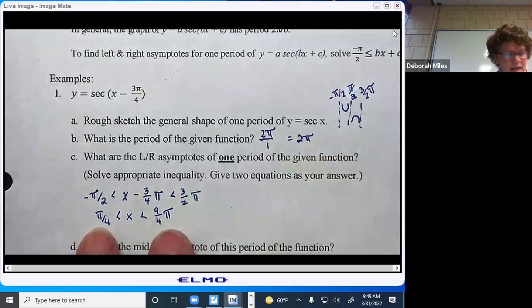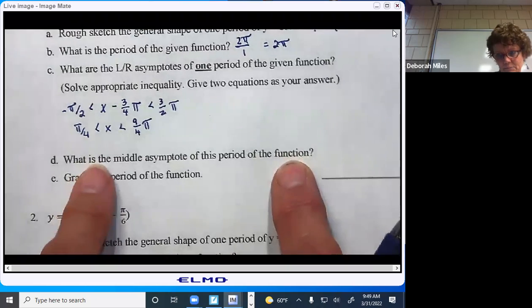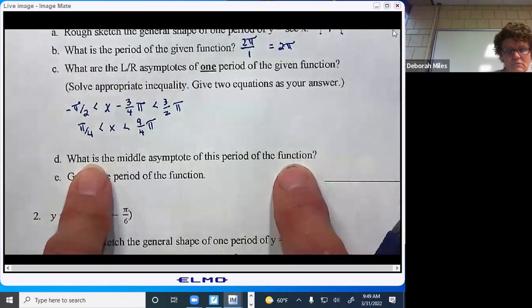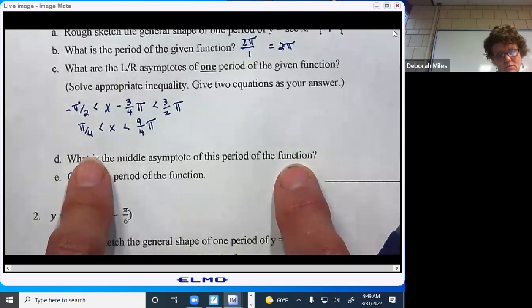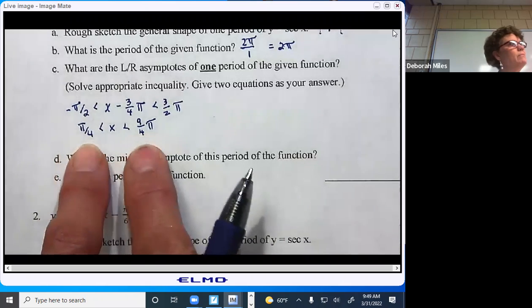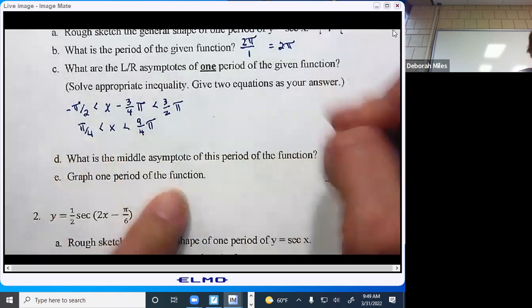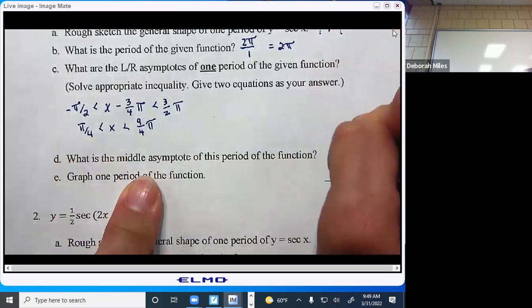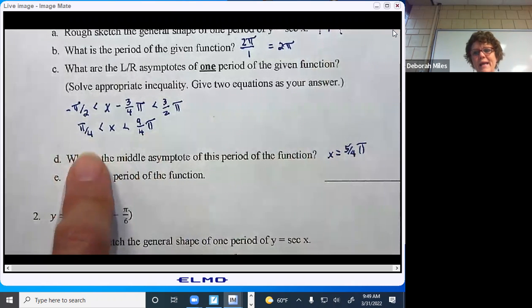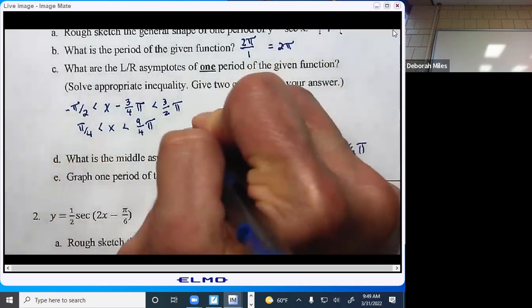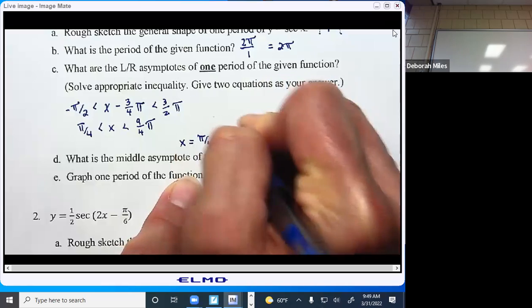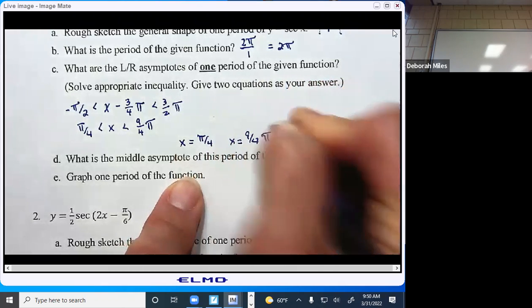If my left and right asymptotes are pi over 4 and 9/4 pi, what does that mean my middle asymptote is? You just add them, that's 10/4, and divide by 2, that's 5/4. So x equals 5/4 pi. On the C part, I didn't actually write down my 2 equations. I should have done that. X equals pi over 4 and x equals 9/4 pi.